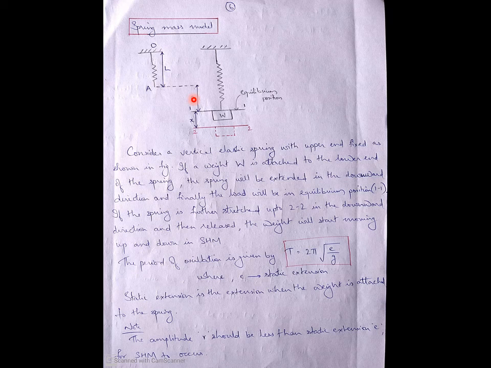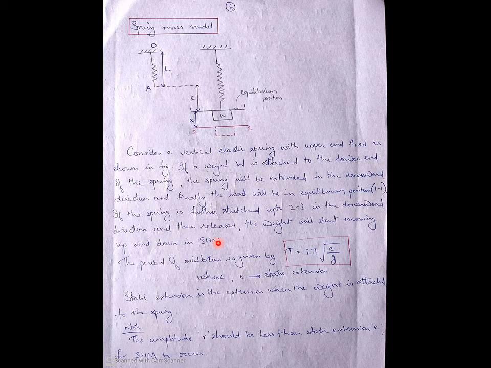Now again assume that from this position 1 1, this weight is pulled downwards and then released. What happens? It will be moving up and down in a simple harmonic motion, which means from position 1 1, it is extended to the position 2 2, and then if it is released, it will start vibrating in a simple harmonic motion. So that's why this spring mass model is an example of simple harmonic motion.